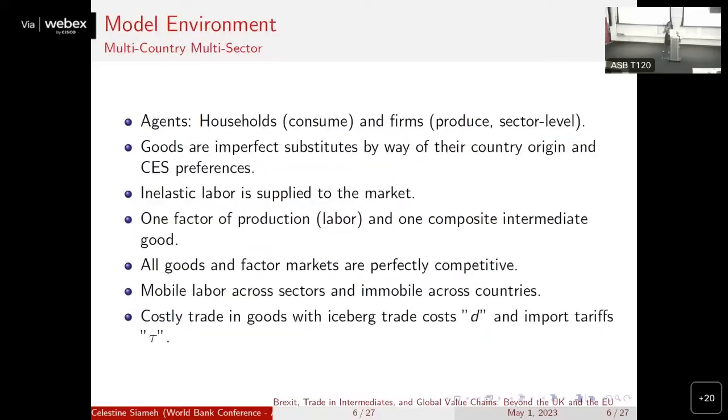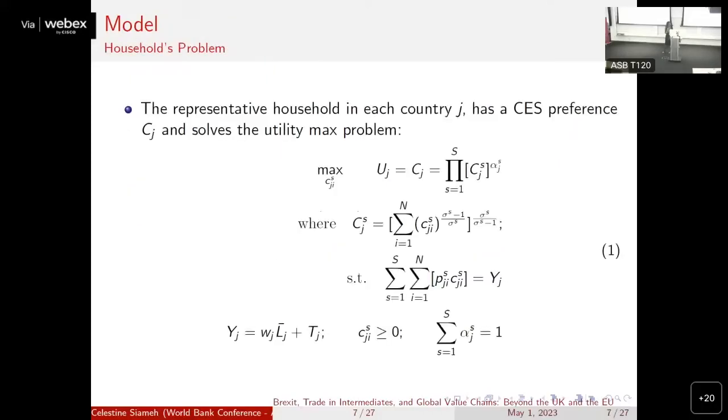So this is the model I use. My model has households and firms. I have goods as imperfect substitutes. I have an elastic labor supply. I have one factor of production and a composite intermediate good. And all the goods and factor markets are perfectly competitive. I have labor mobile across sectors and immobile across countries. And I have costly trade, so I'm looking at both iceberg trade costs and import tariffs.